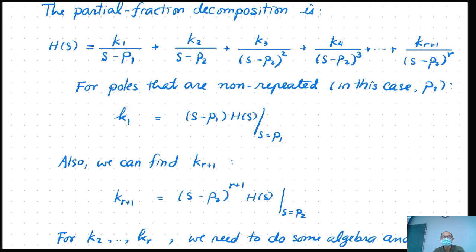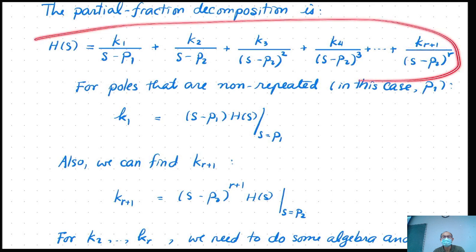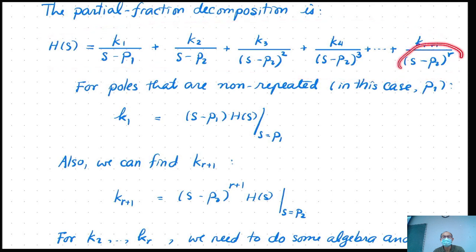The last term is also easy. You just multiply all of this by (s minus P2) to the r, and once you do that, you plug in s equal to P2, then all of the other terms will be cancelled out, and you get the coefficient K(r+1) back. So that's how we got K(r+1). But for K2 through Kr, right?